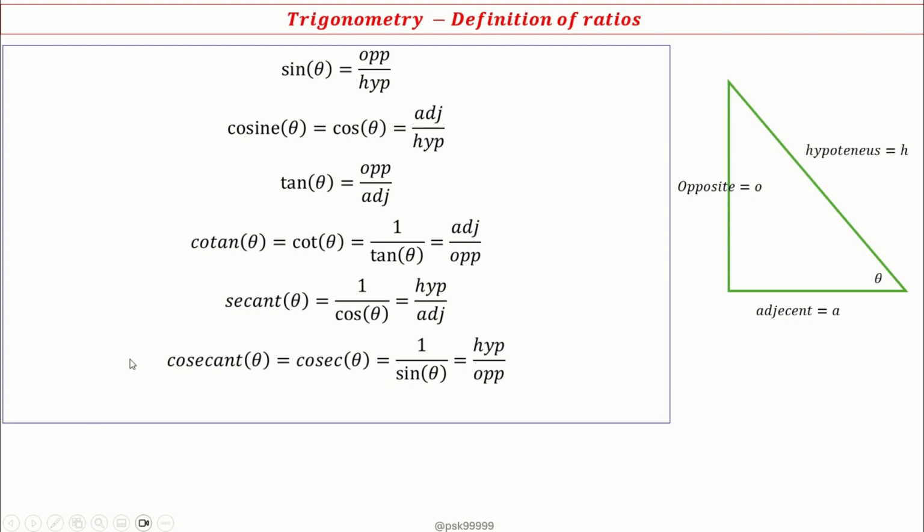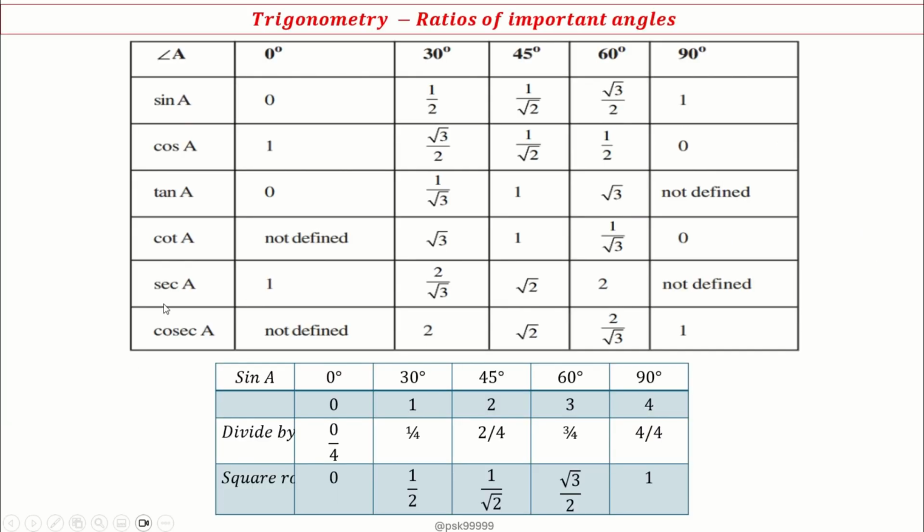Once you know this, you need to remember some of the important angles. This is the table you will learn from your class 10th. You may add a few more angles here, and then you should know how to derive for the other angles, something like 15 degrees, 18 degrees, 36 degrees. Those things you should remember for a quick calculation. And how do you remember so many things? It's very easy. You have to just practice, practice, practice, then those numbers will remain in your mind.